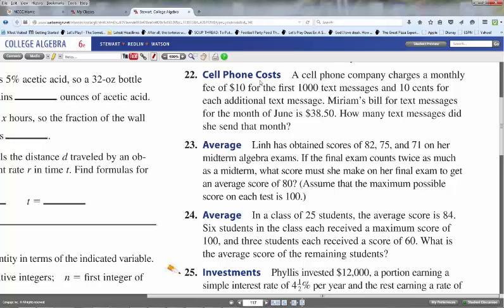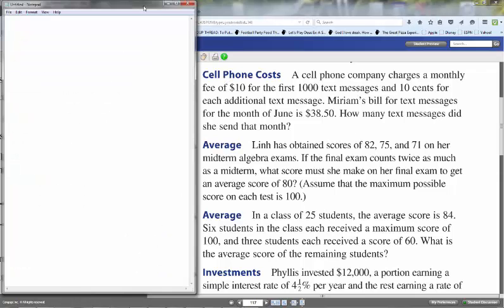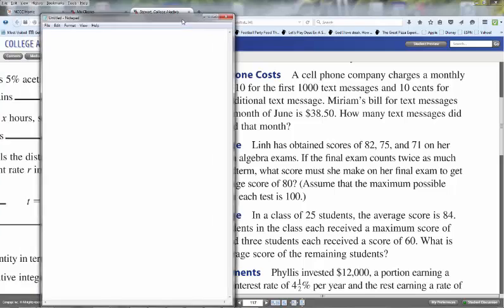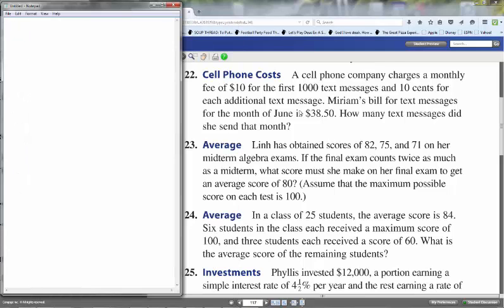Alright, let's do our first problem here. We're going to do the cell phone cost problem. This is problem 22. A cell phone company charges a monthly fee of $10 for the first 1,000 text messages and 10 cents for each additional text message. Miriam's bill for text messages for the month of June is $38.50. How many text messages did she send that month?